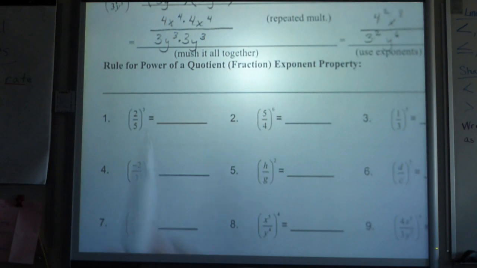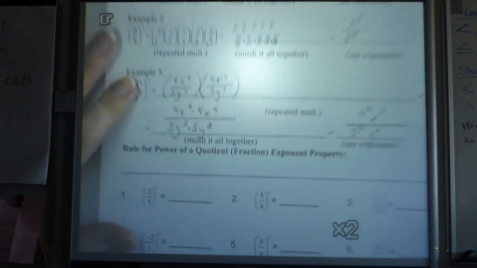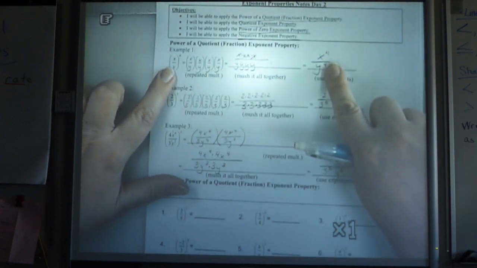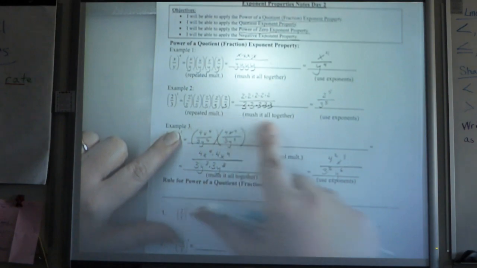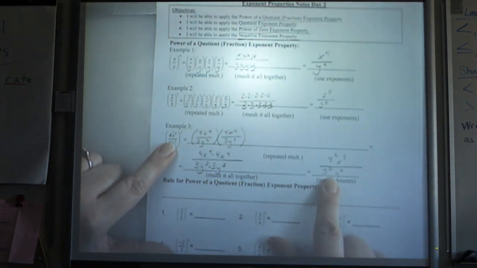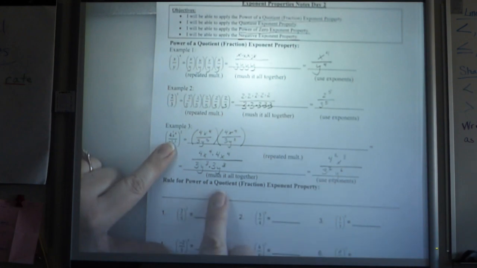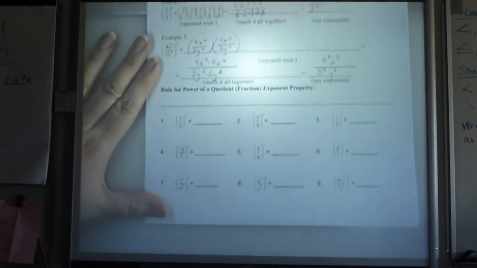Okay. Write down what you think a rule could be. Like if you wanted to generalize going from here to the last step, without having to do all these intermediate steps, how would you explain that? Okay, talk with your shoulder partner. What do you think the power of a quotient exponent property is? Okay, and write that down. Take a moment for that.